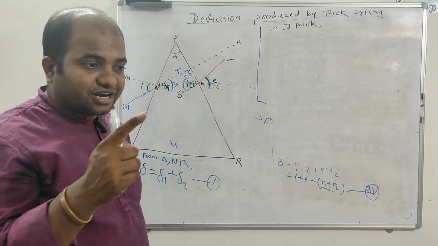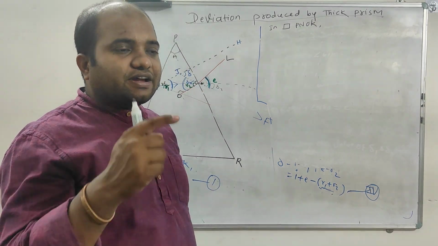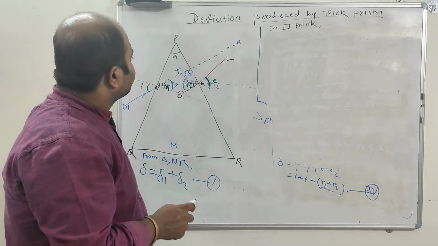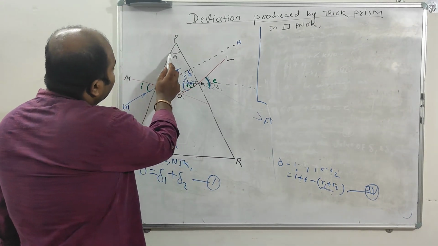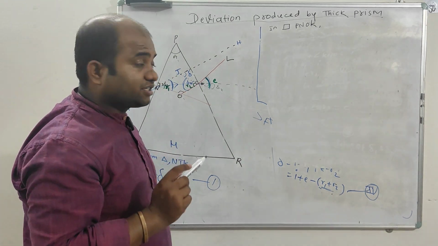Just like in a triangle we have 3 angles whose sum is 180, similarly we have 4 angles in a quadrilateral, and the sum should be 360 degrees. So here angle A plus this angle plus this angle plus this angle should be 360 degrees.